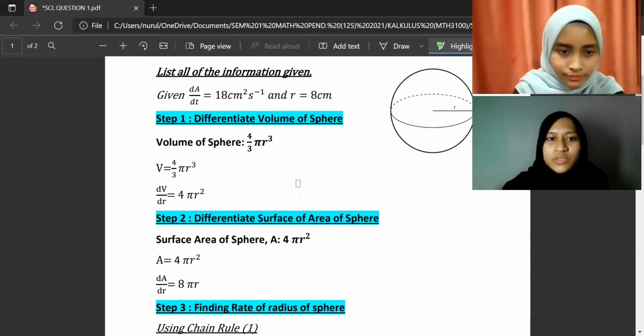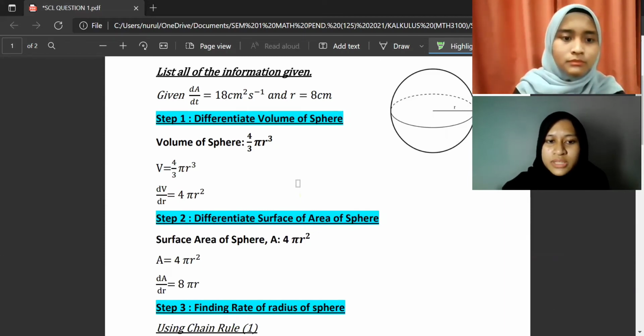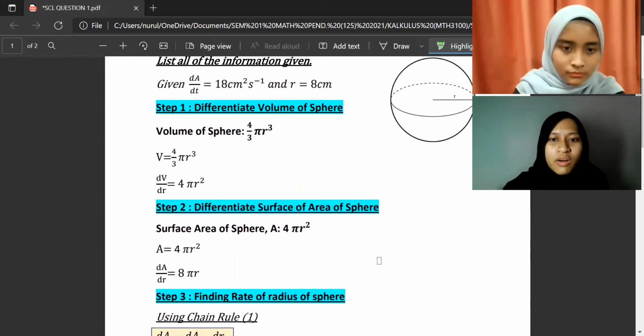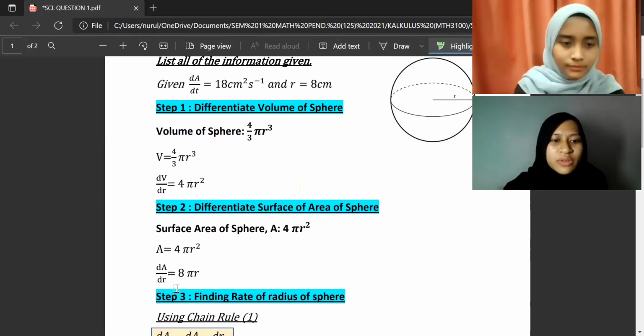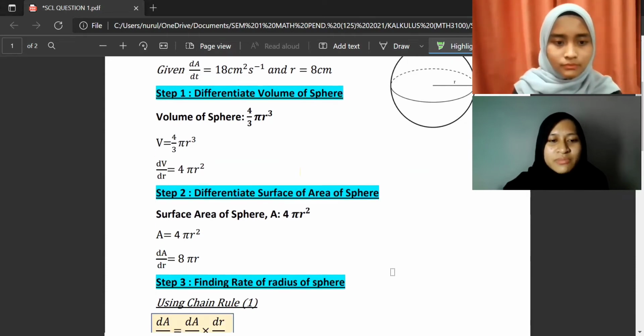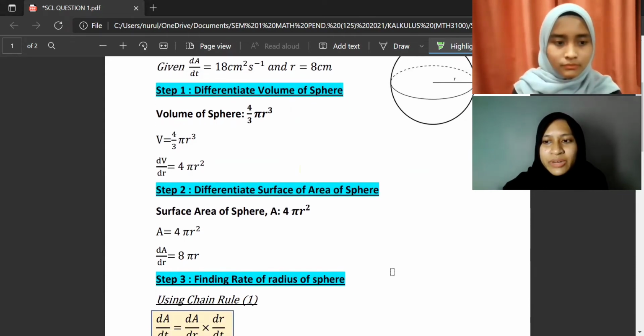Okay, why do we need to differentiate? Because we'll be using this derivative in step 3 and step 4 that will be explained by my friend. So we'll be moving to step 2, which is to differentiate the surface area of the sphere. The same thing that we did in step 1, we need to differentiate. The area of the sphere is the basic equation that we all must know, which is 4 pi r squared. When we differentiate, we will have 8 pi r. So I'll be passing step 3 and step 4 to my friend, Izzati, to explain.